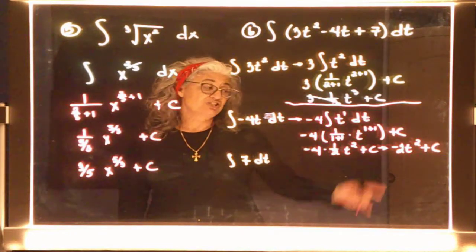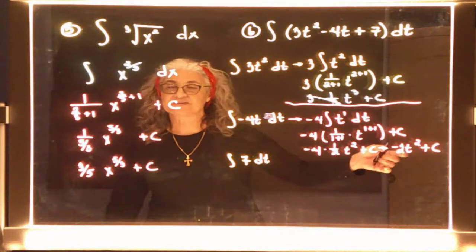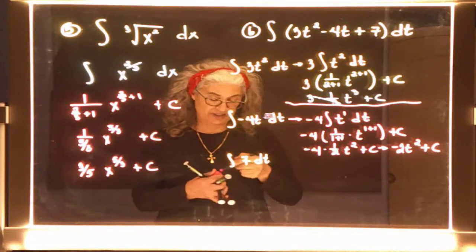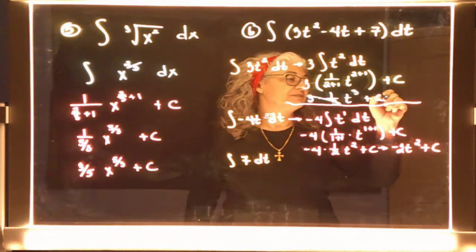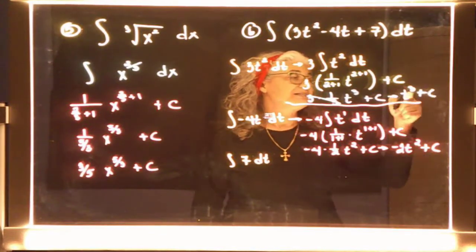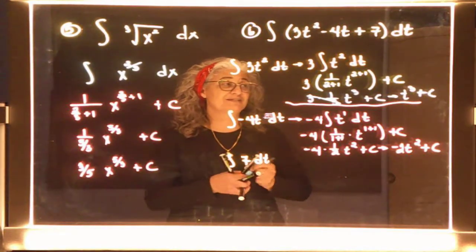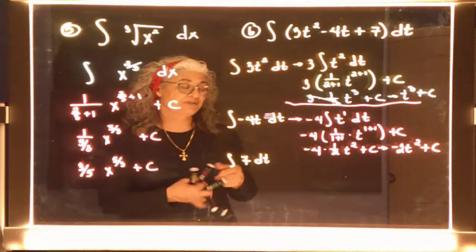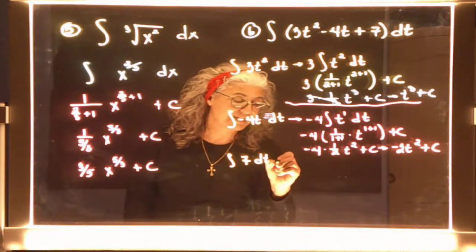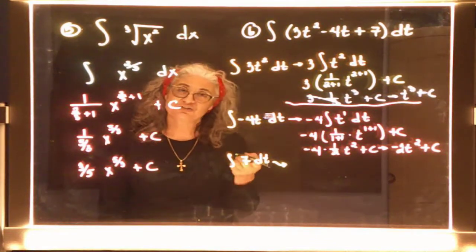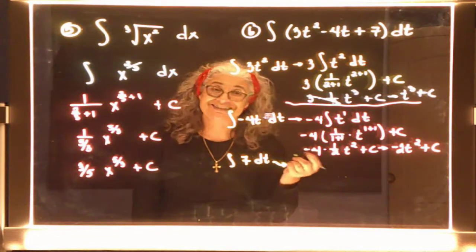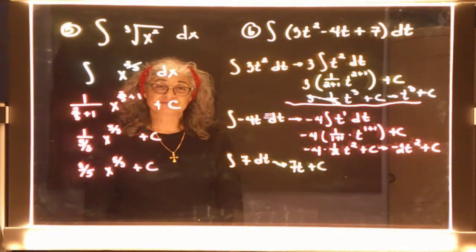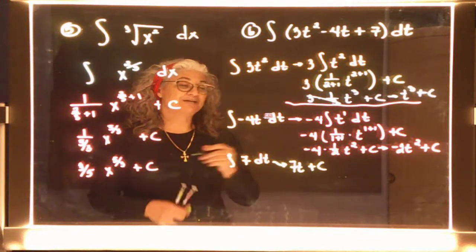Agreed? Check it. Take the antiderivative, or take the derivative of it, excuse me. Wouldn't I still get a negative 4t? Take the derivative of, and let me just write this over here, this is just going to be t to the 3rd plus c. Take the derivative of t to the 3rd. Don't I just get 3t squared? Lovely. Last one, need to take its antiderivative, right? Okay, it's a constant, isn't it? Good, so according to the constant rule, this just becomes 7t plus c, right? Okay, time to put it all together.